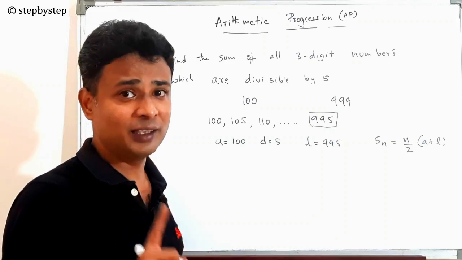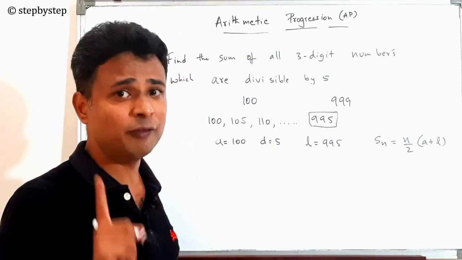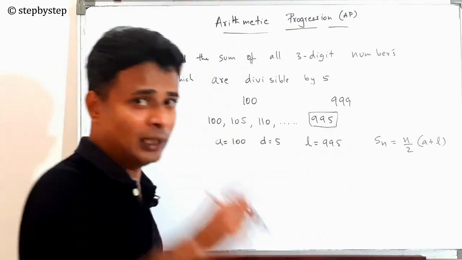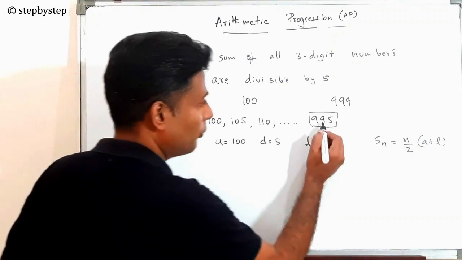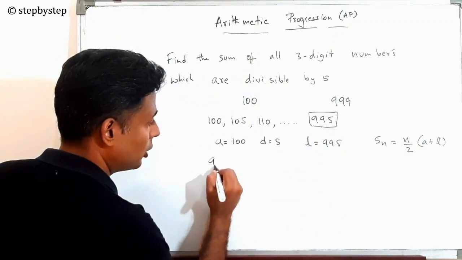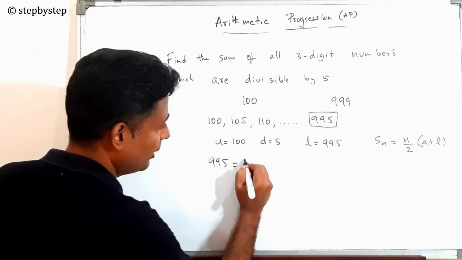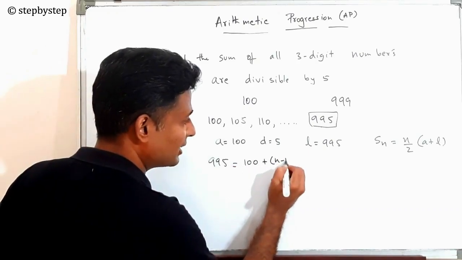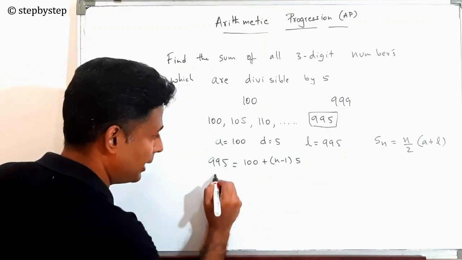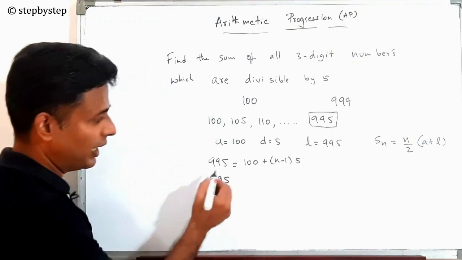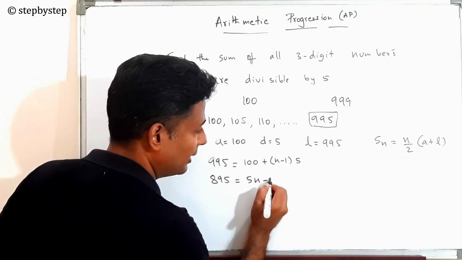If you remember, we have discussed this in the previous module as well, and in this module also previously. Very important thing for you to understand. If you know the last term, the n value for the last term is the same as the number of terms. So we'll take this as a of n. So our 995 is a of n. A of n formula: a of n equal to a, that is 100, plus n minus 1 into d, that is 5. I'll transpose this here, it becomes minus 100. So 995 minus 100 is 895, equal to 5n minus 5.